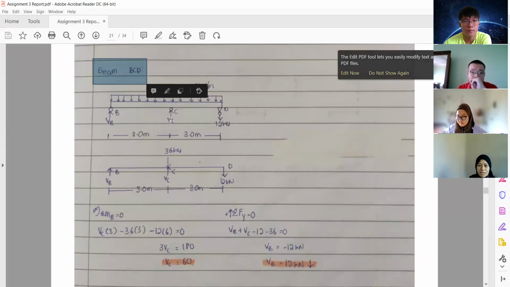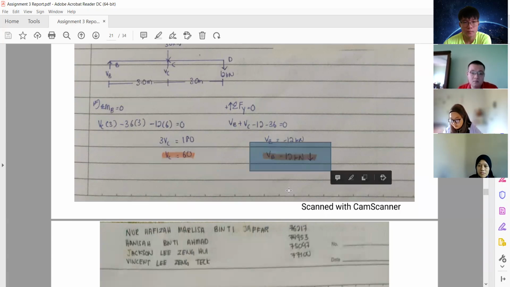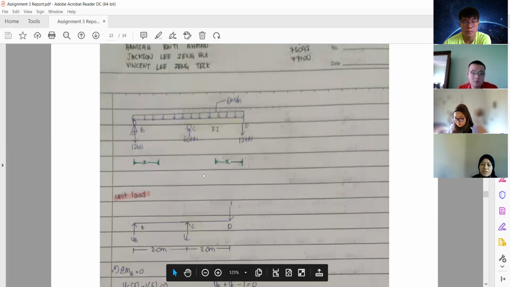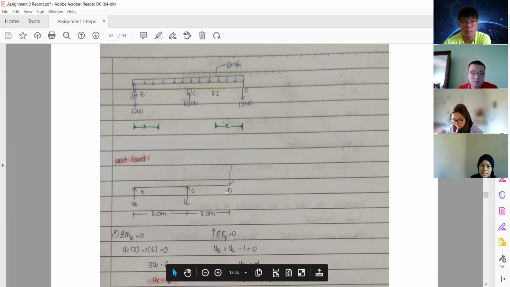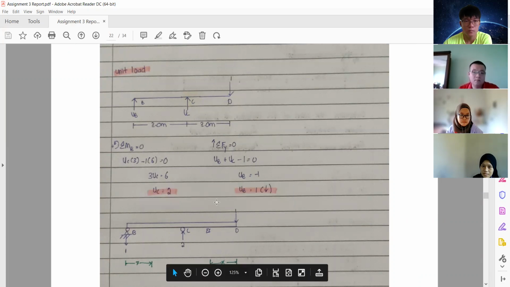Okay, here's the beam, and then this is the real beam. We find the vertical reaction for VC and VB, and we found that VB is 12 kilonewton downwards. And then we use the same diagram, but we use the unit load, 1 unit load at point D. We solve again, and then we find that UB is also one unit load downwards.